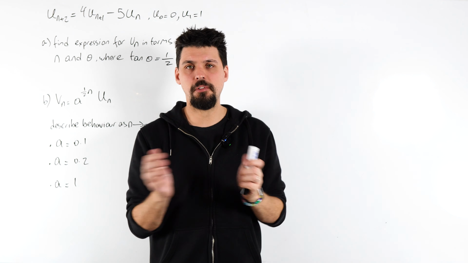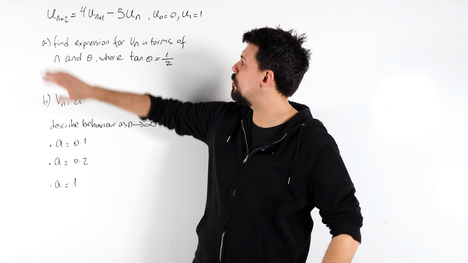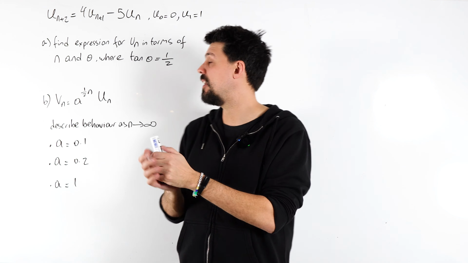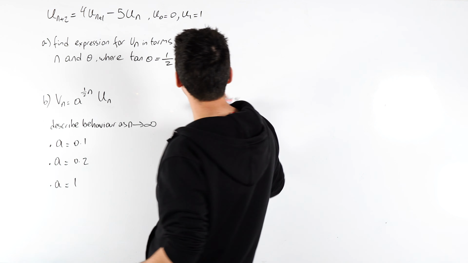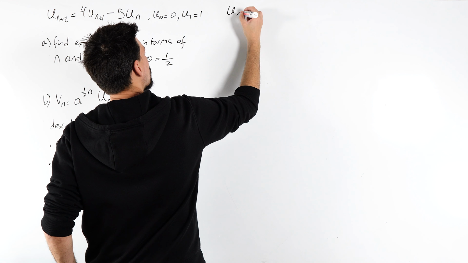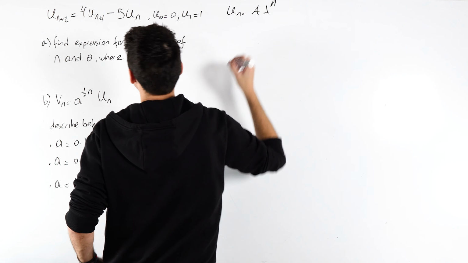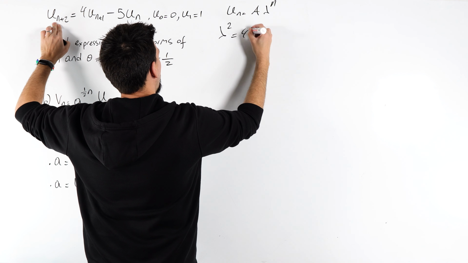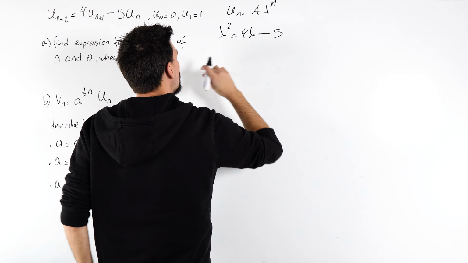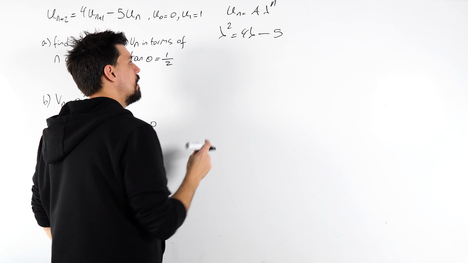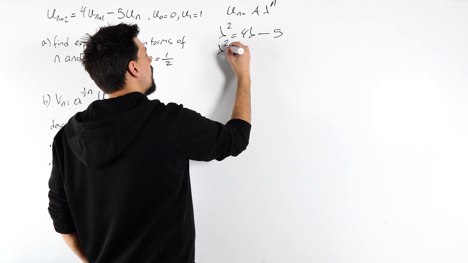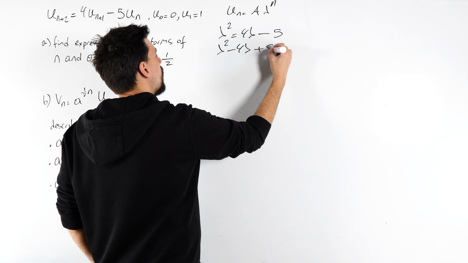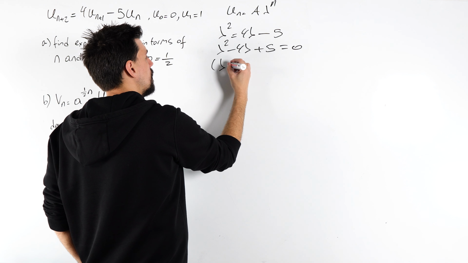All right, recurrence relation. Gang, here at Nick Does Maths, we have a second order linear recurrence relation, which we're going to solve. We're going to look for a solution that looks something like this, a lambda to the n. We plug that in, and much like with a second order differential equation, we end up with a nice characteristic equation here. Lambda squared minus 4 lambda plus 5 is 0.